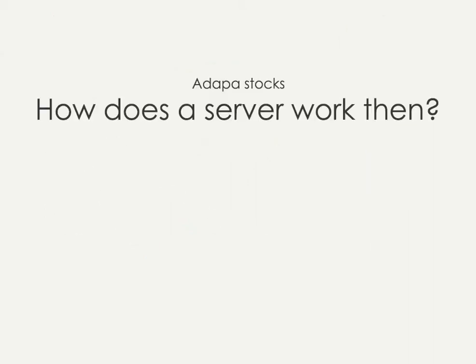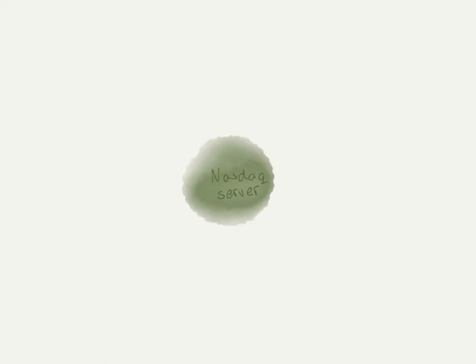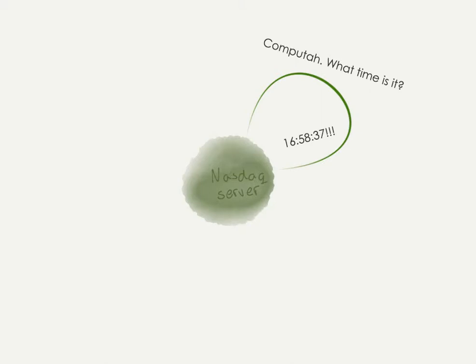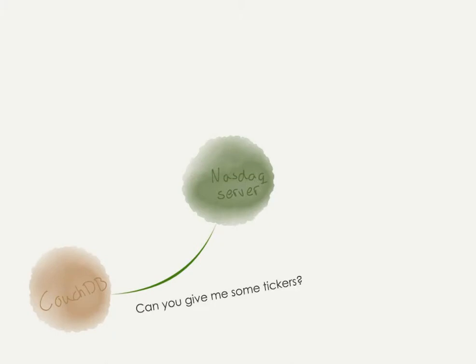How does a server work then? Let's use NASDAQ as an example. As mentioned before, this server first looks up the local time from your computer. It then compensates for New York time and compares that to the predefined opening hours. If the market is closed, the server waits for it to be open. However, when the time is within opening hours, it sends an HTTP request to CouchDB to retrieve the current list of ticker symbols relevant for NASDAQ.